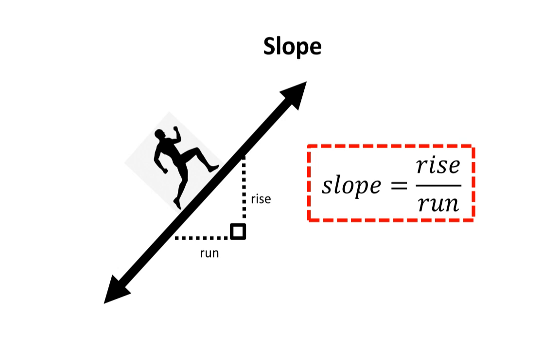To determine the slope of a line, we need to draw a right triangle underneath that line. Rise refers to the height of this triangle, while run refers to the base of this triangle. The equation for slope is rise over run.